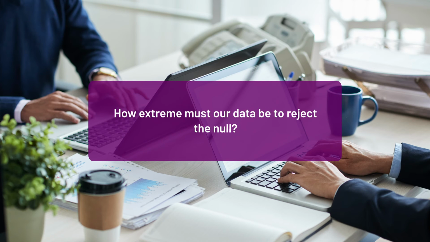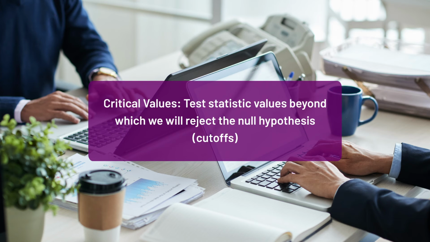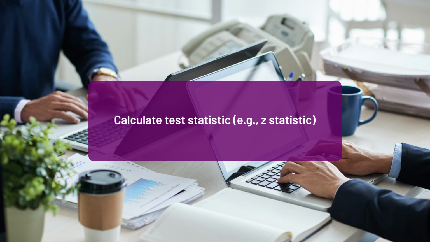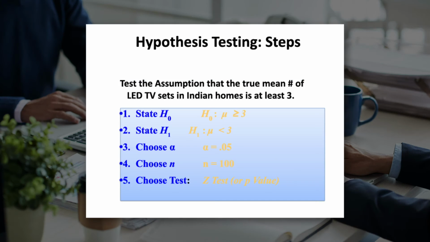How extreme must our data be to reject the null? The test statistic value is the value beyond which we will reject the null hypothesis. How far out must a score be to be considered extreme? The p-level is the probability used to determine the critical value. Calculate the test statistic, that is the Z statistic, and make a decision. Statistically significant results instruct us to reject the null hypothesis because the pattern in the data differs from what we would expect by chance alone. So test the assumption that the true mean hours of LED TV sets in Indian homes is at least 3.